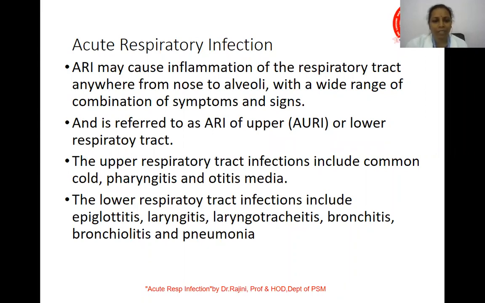We can classify acute respiratory infection as upper respiratory tract infection and lower respiratory tract infection. Upper respiratory tract infections include common cold, pharyngitis and otitis media. Lower respiratory tract infections include epiglottitis, laryngitis, laryngotracheitis, bronchitis, bronchiolitis and pneumonia. This is how we classify acute respiratory infection as lower tract infection and upper tract infection.